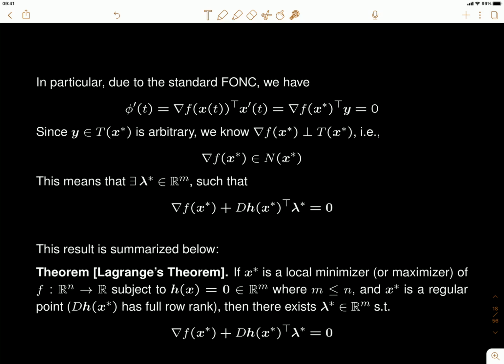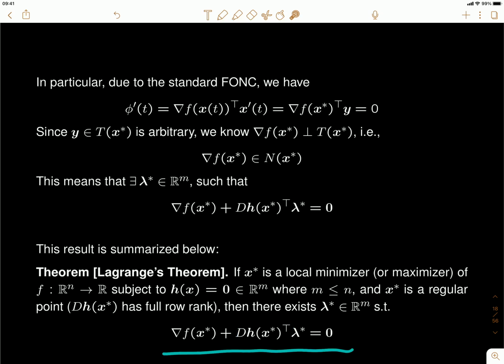It could be even a local stationary point, a saddle point, as long as the derivative there is 0. But what is necessary is that x star is a local minimizer or local maximizer of the function f under this constraint. And if this x star is also a regular point, meaning that at this x star the Jacobian of H is a full row rank matrix, then there must be some m-dimensional vector lambda star such that the gradient of f plus the linear combination of the columns of this matrix using lambda star as the coefficients is equal to 0.